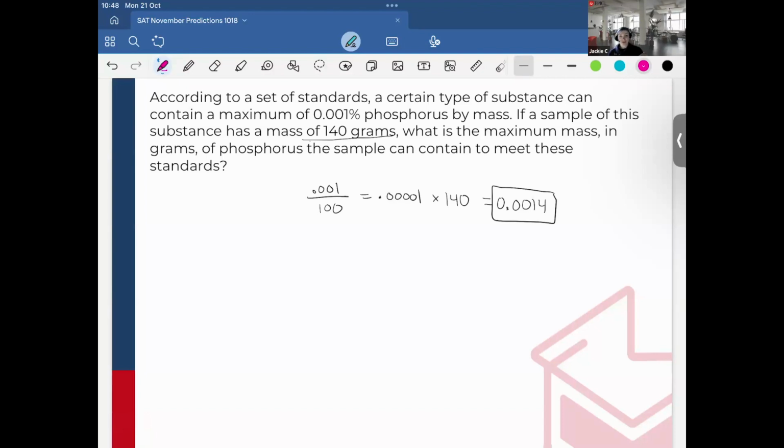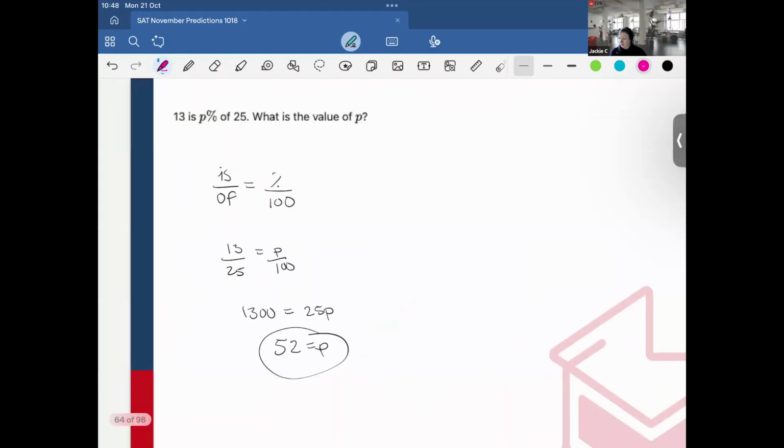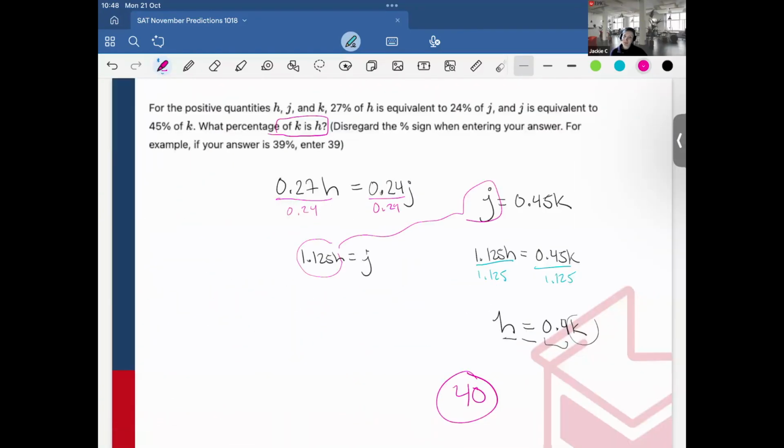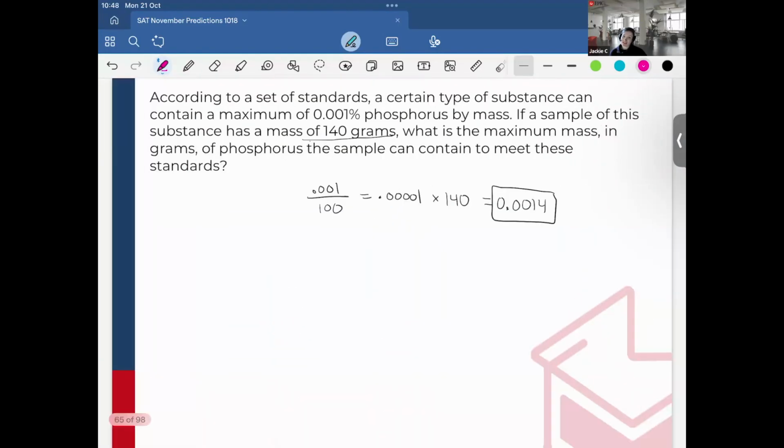So be careful with percents. You're definitely going to see them in some capacity on the November SAT. These would be the ways that I think you'll see them if you're taking the November SAT. Also, if you watch my other predictions, including but not limited to October, August, June, May predictions, I always cover percent. So if you want more problems on percents, check those out.